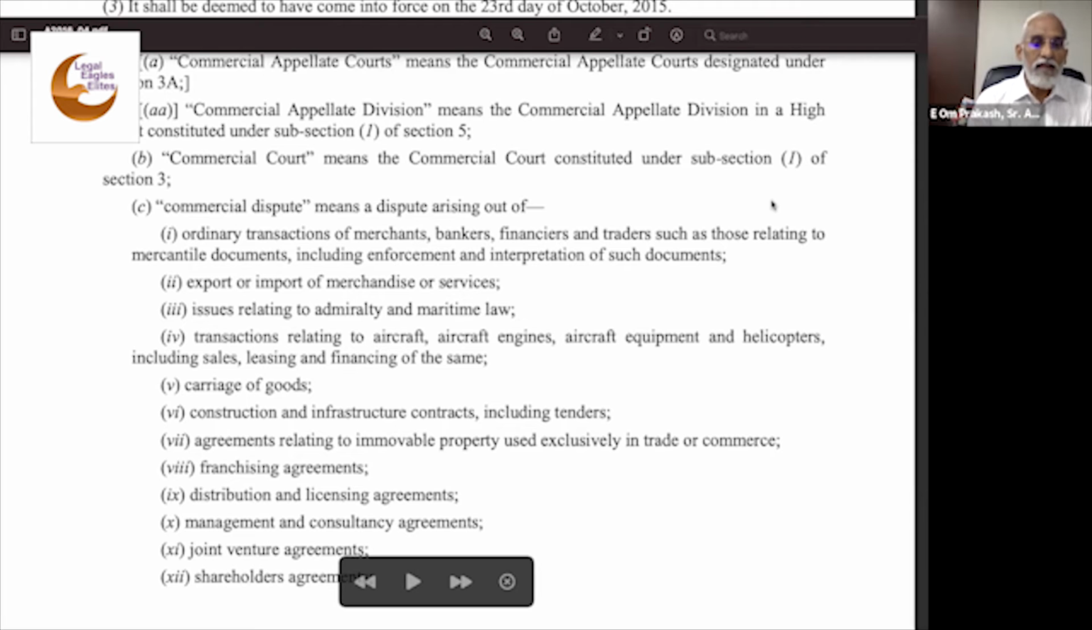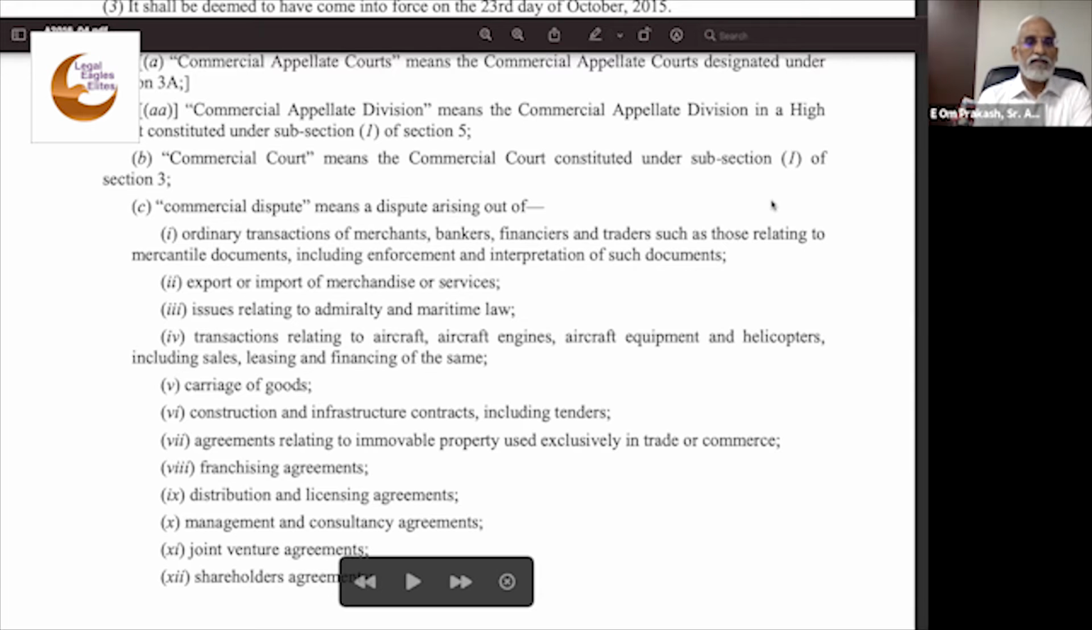Therefore, agreements relating to immovable property used exclusively in trade and commerce. Then franchising agreements, then distribution and licensing agreements. Now, these distribution and licensing agreements you can find enormously in media matters, like movie distribution licensing, or now web movies, whatever media you take, including social media. So if there are any disputes on distribution and licensing in respect of this, it will come.